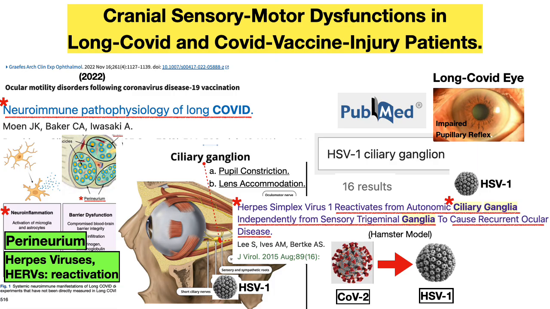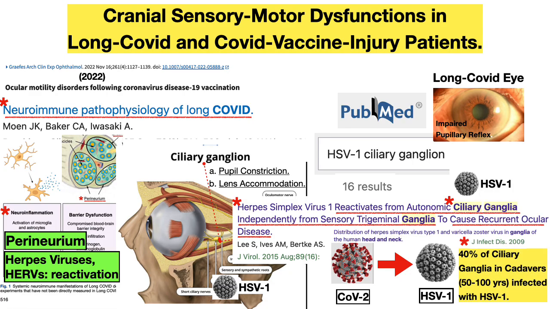In terms of pupillary dysfunctions in long COVID, these connect to the ciliary ganglion, which controls the muscles that affect pupillary constriction as well as lens accommodation. Herpes simplex virus 1 can reactivate from autonomic ciliary ganglia independently from sensory trigeminal ganglia to cause recurrent ocular disease.